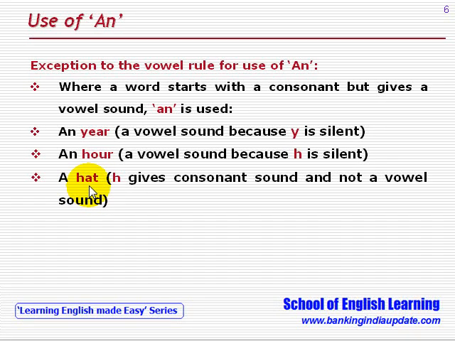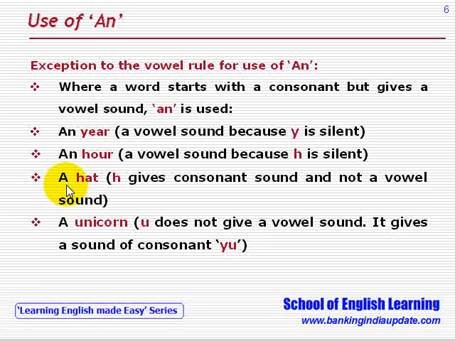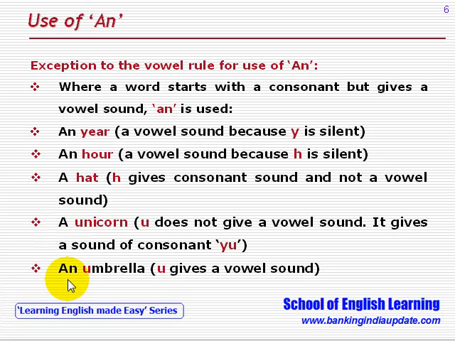A hat. Here H gives consonant sound and not sound of a vowel, hence a is used. A unicorn. So here U does not give sound of a vowel, it gives sound of consonant U. So in this case, although the word starts with a vowel, we are not using an, we are using a. An umbrella. Here it gives sound of U, hence an is used.